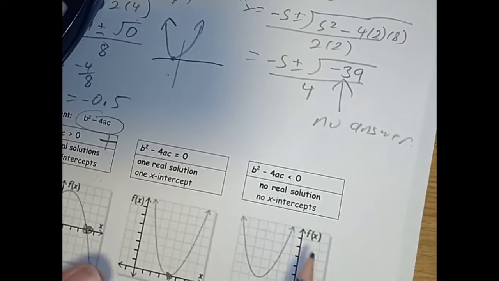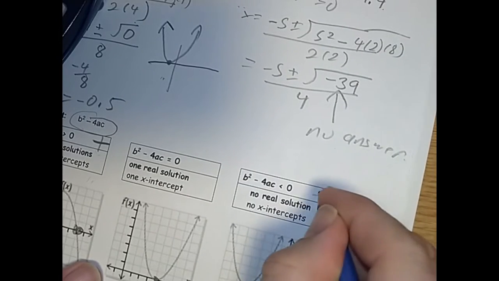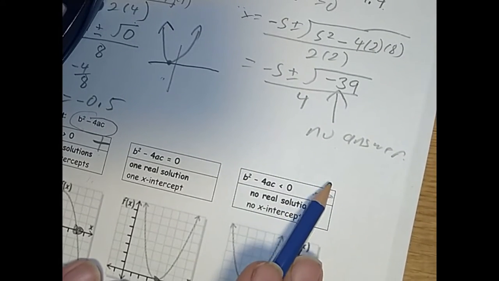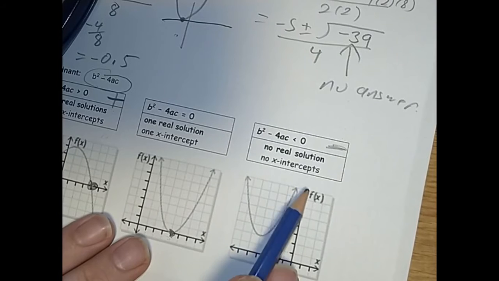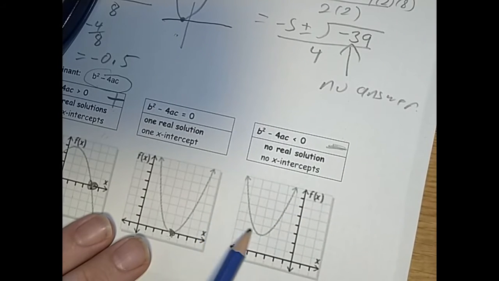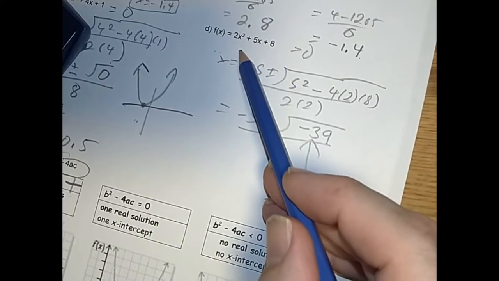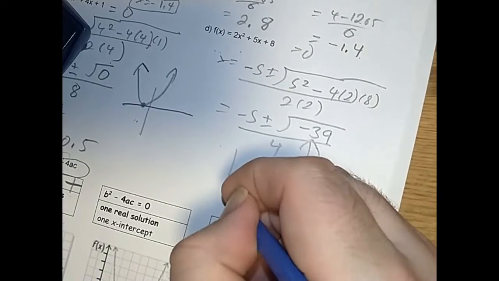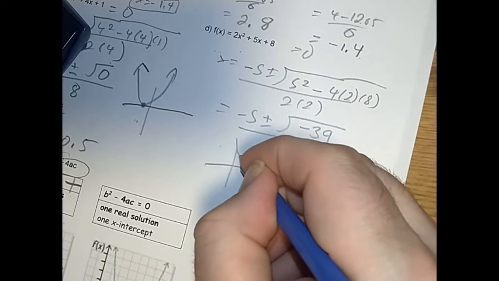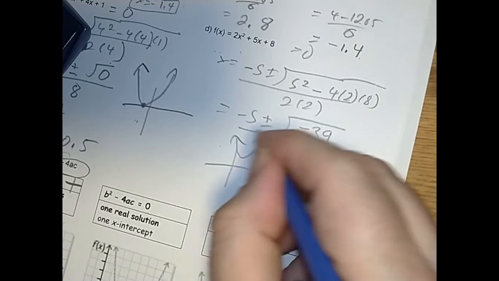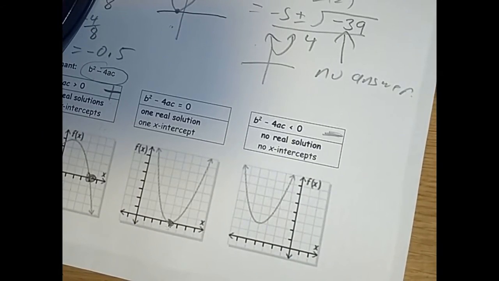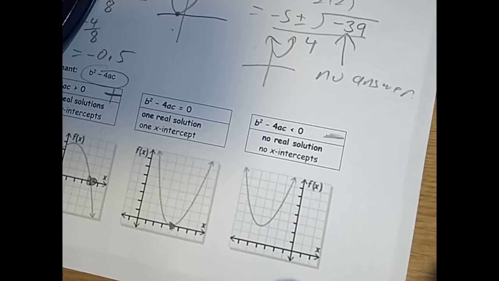Okay. Now, if it's negative, you don't have any x-intercepts. If it's negative, there are no x-intercepts. See, the parabola goes above the x-axis, so there's no x-intercepts. So here's a prime example. This parabola opens up, and it's located up here, higher, so it doesn't have any x-intercepts.